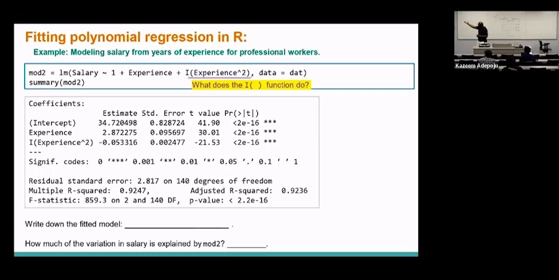Now, this is the output. In the output, you can see we now have more than one slope. There's a slope for experience, and there's a slope for experience squared. Can you see that? And if I want to know how significant the quadratic term is, I'm going to look at the p-value associated with experience squared. That p-value is less than 0.05, which means it is significant, which means we actually need to incorporate the quadratic term. Does that make sense to you now?